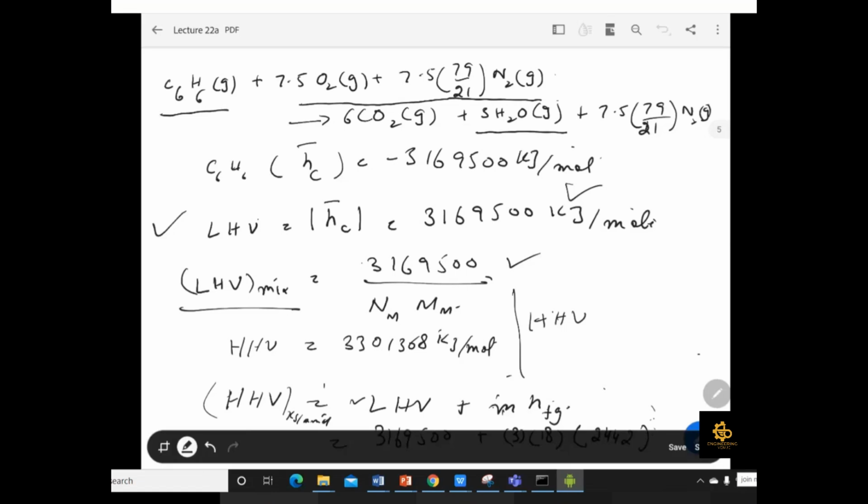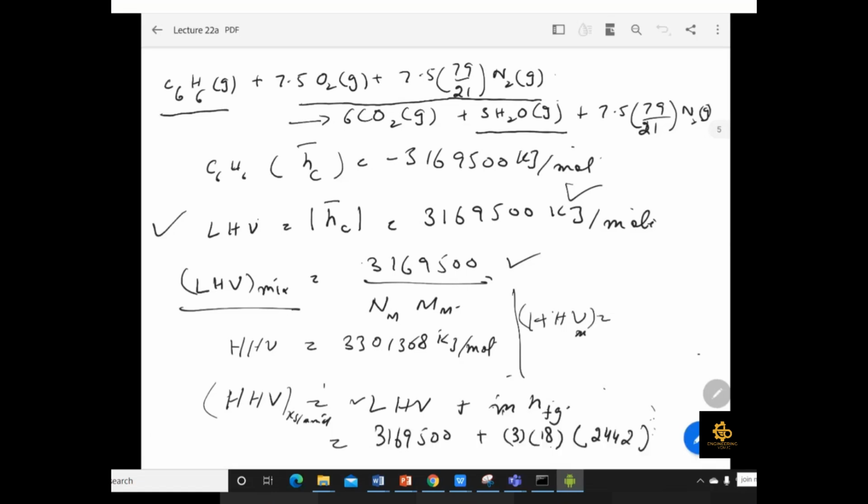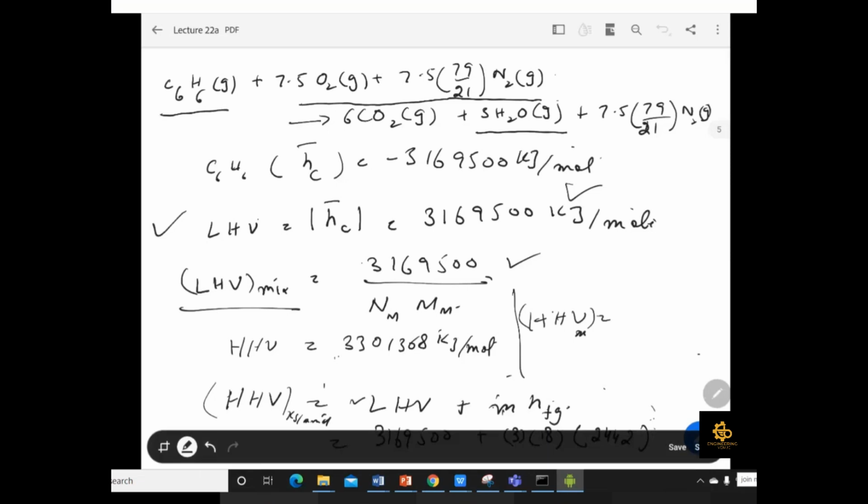Now the required thing is to find the higher heating value for the mixture. Simply, you have to divide this term by the number of moles of the mixture and the molar mass of the mixture. So you can easily convert it into kilojoule per kg for the mixture.